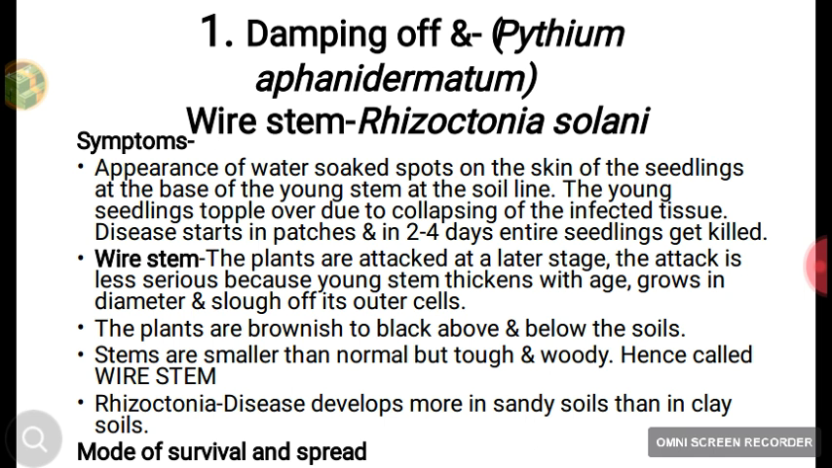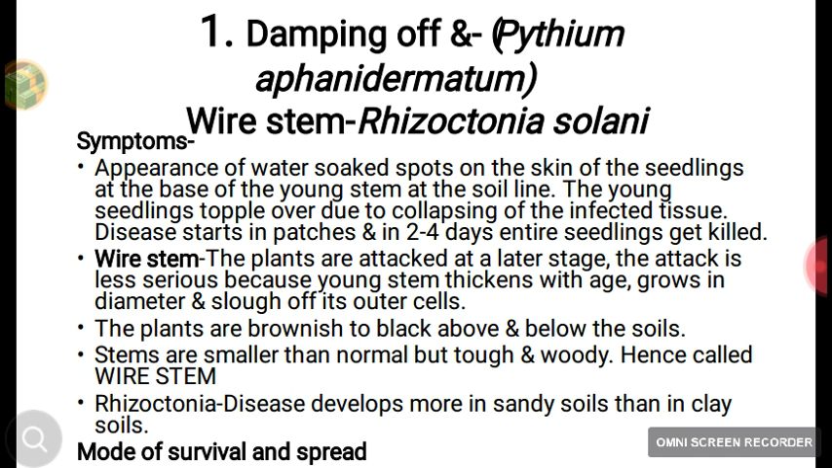Damping off is always caused by Pythium debaryanum. Generally, damping off is of two types: pre-emergence damping off and post-emergence damping off. Pre-emergence damping off means that before the emergence of the seedling, the damping off occurs due to the rotting of the plumule and radicle. If it is post-emergent damping off, the collar region and the root region below the soil are affected.